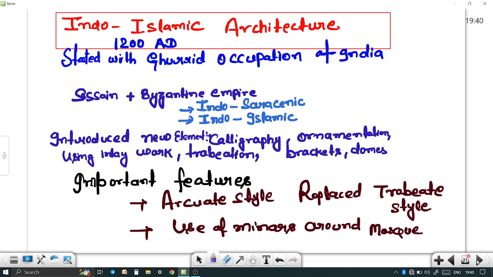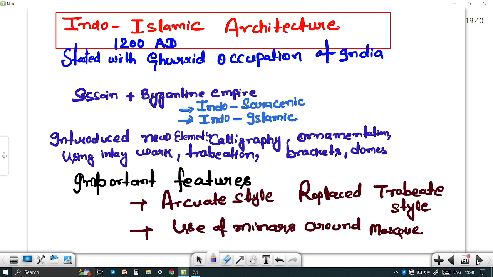Now come to the topic of Indo-Islamic architecture. So this architecture started with the Ghurid Empire basically, and Ghurid occupation of India at the end of the 12th century AD. So the Muslims had combined varied designs from the Sassanian and Byzantine Empire, which they inherited with the local culture, giving rise to the Indo-Saracenic or Indo-Islamic structure.